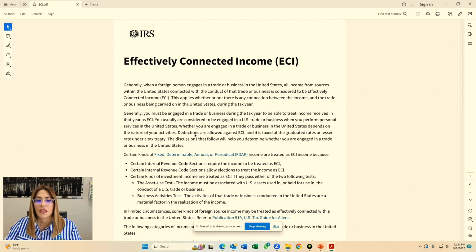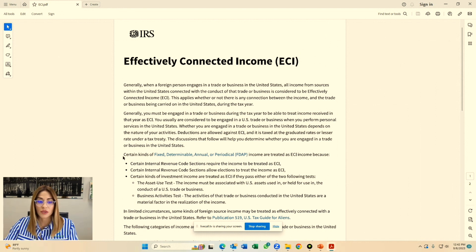Okay. So deductions are allowed against ECI, and it is taxed at the graduated rate. So this is better because the graduated rates, like I said, are 10 to 37. That's based on how much income you're earning. So you could be taxed at 10, 12, 18%, but not 30. So just the tax rate itself is more favorable, and the fact that you can write off deductions against ECI. Okay. And it's taxed at the graduated rates. So that's definitely a very big thing to consider.